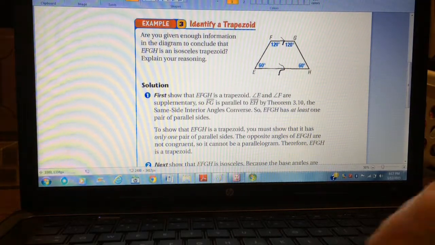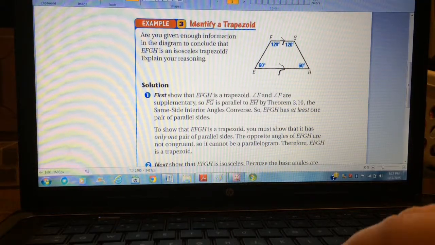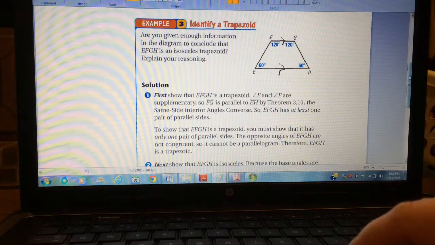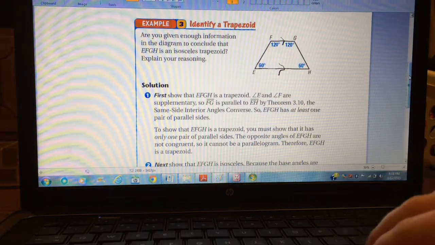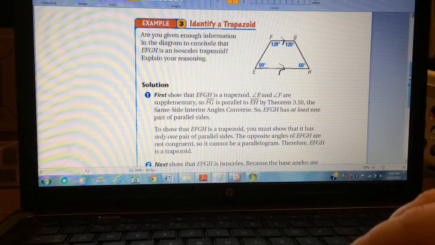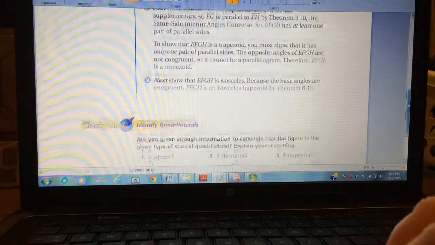And then we see that F is congruent to G, E is congruent to H, and so we can say that it is an isosceles trapezoid because it's a trapezoid, because it has the two parallel lines, and then an isosceles trapezoid because base angles are congruent.